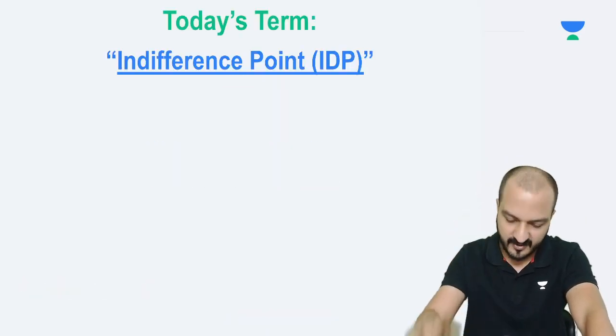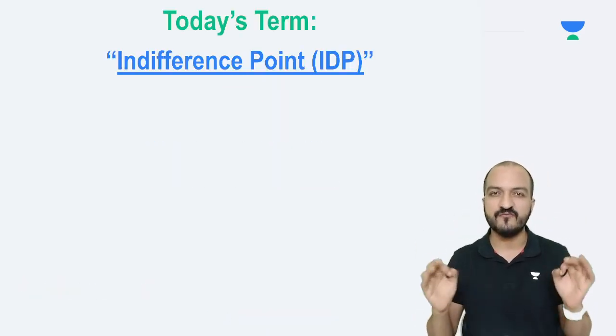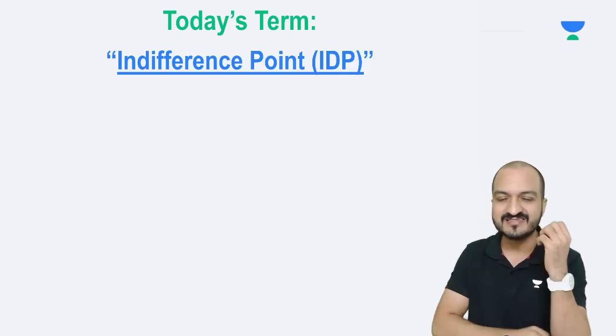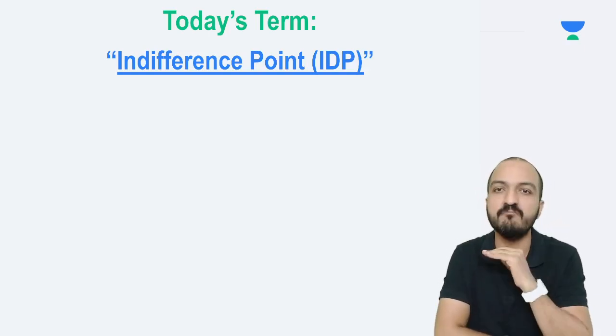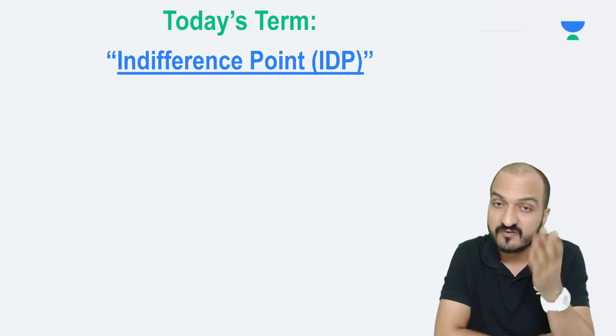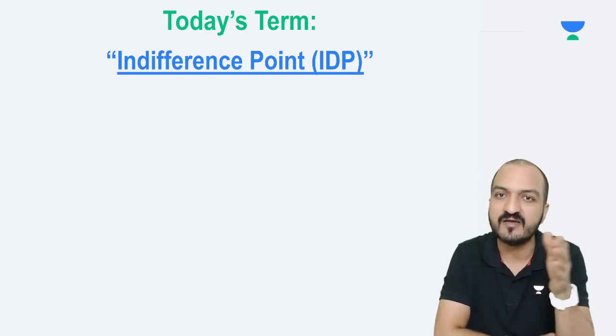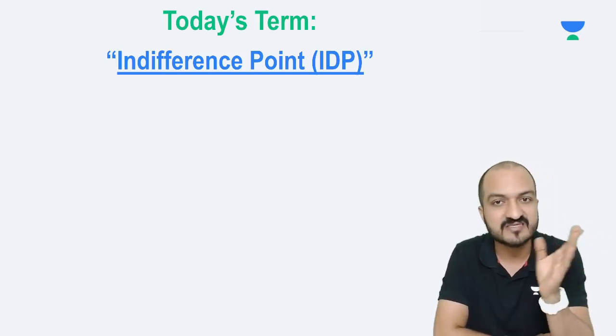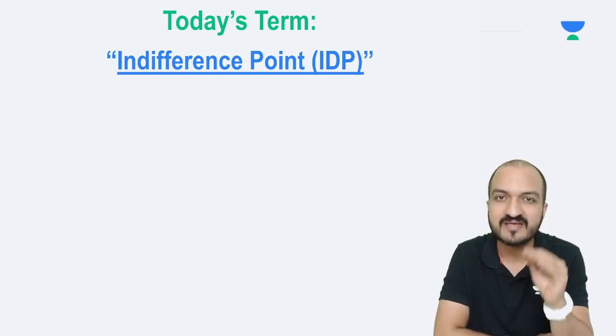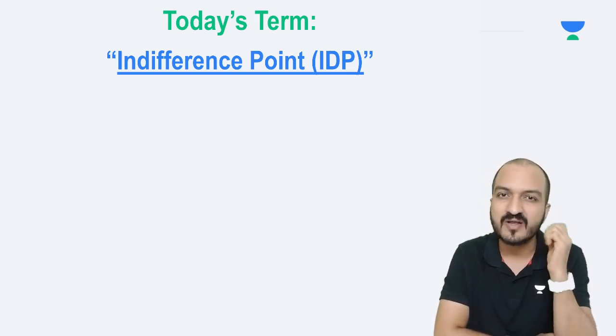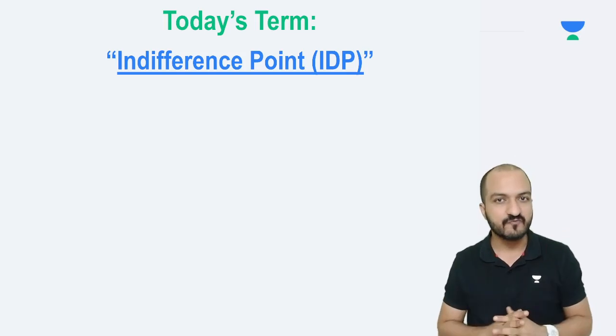Now, my term for today is the term called indifference point. Indifference point is a very common term used at many places in costing. In fact, it is also used in CA Intermediate level costing and even CA Final level costing. All places this term might be used, right? What exactly is this? What is the use of indifference point?